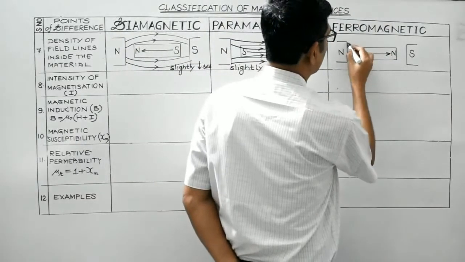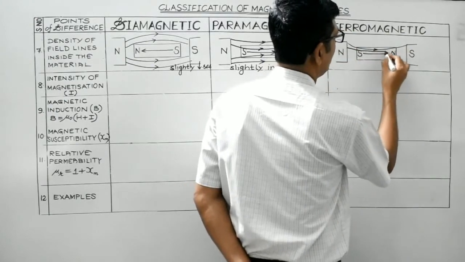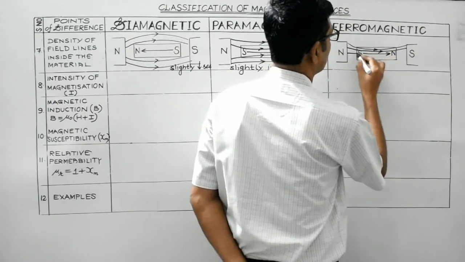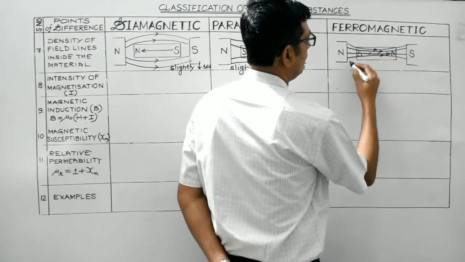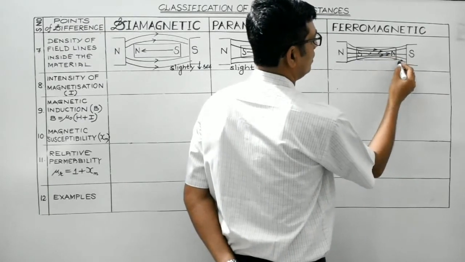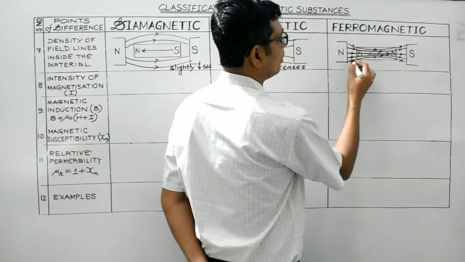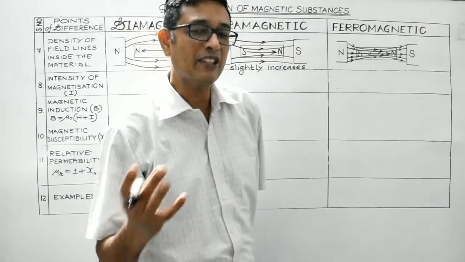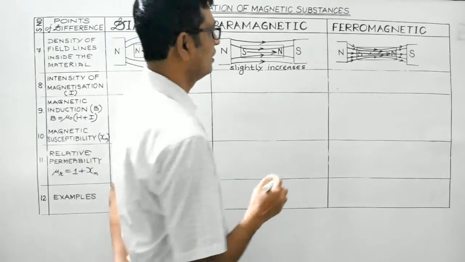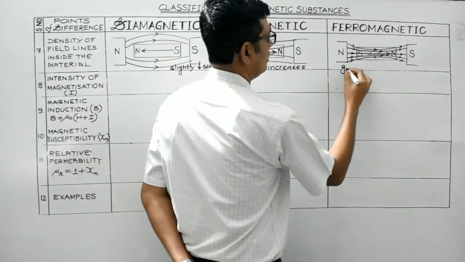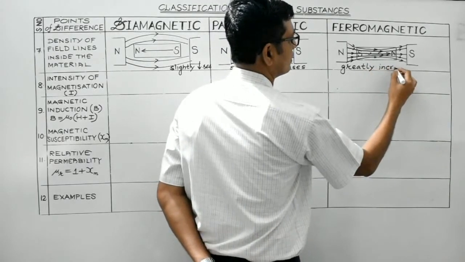So the diagram would be like this. The density of the field lines will be very, very large inside the material. It will be like this. All the field lines will tend to pass through the material. All the field lines will get attracted, or the conducting power of the ferromagnetic material towards the passage of magnetic field lines is very large, right? So this is the diagram. So in this case, the density of the field lines greatly increases.